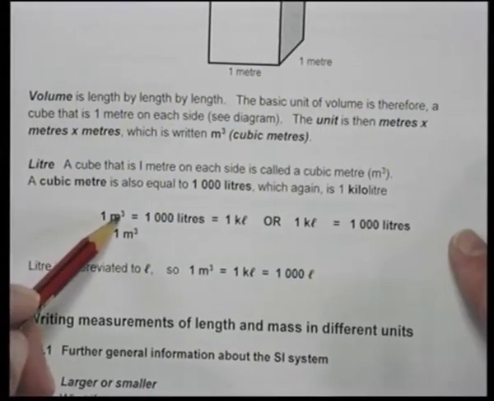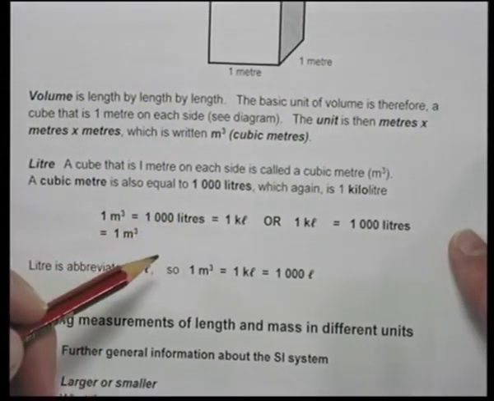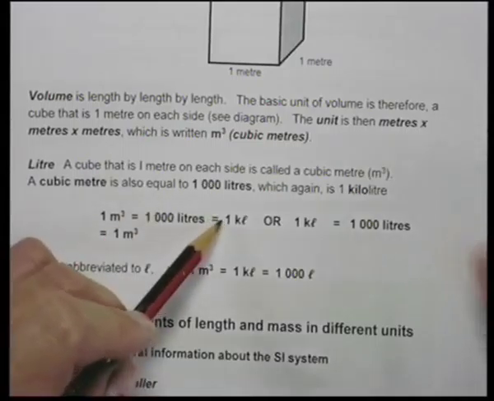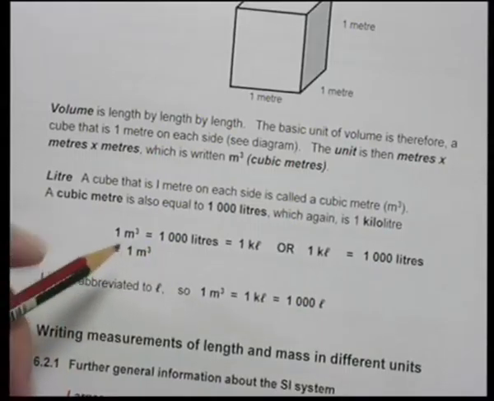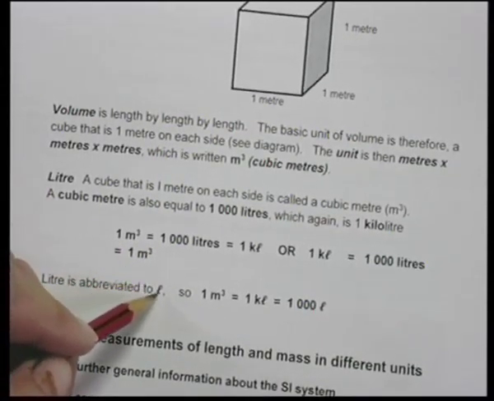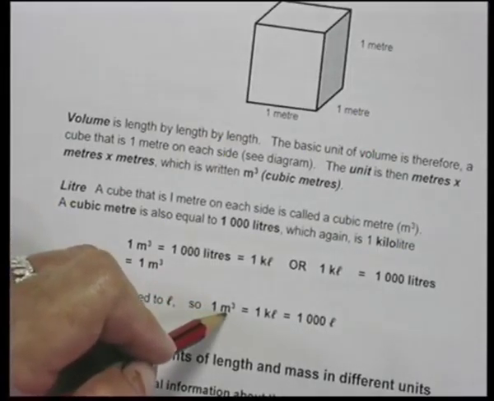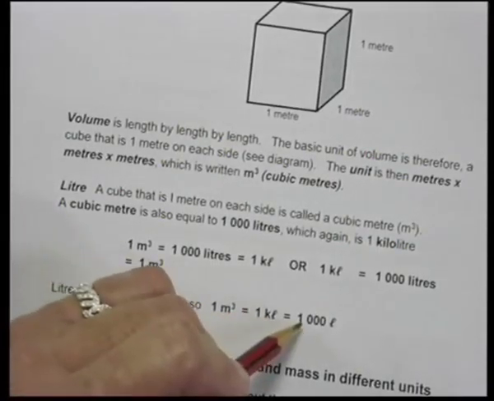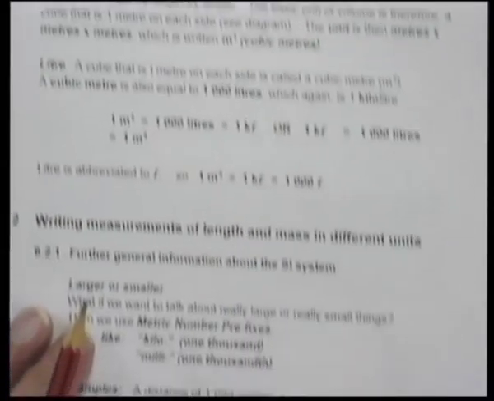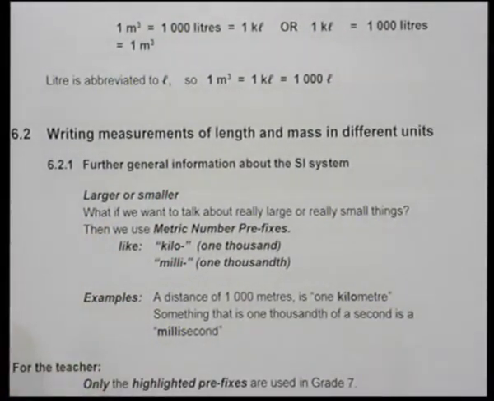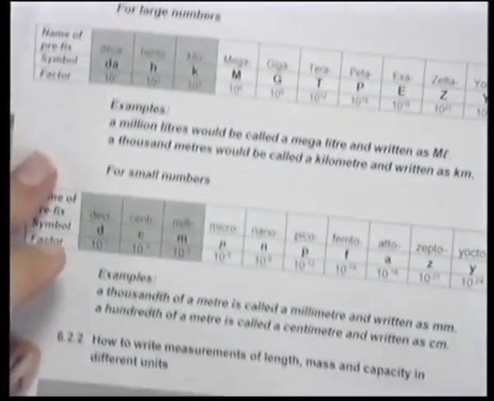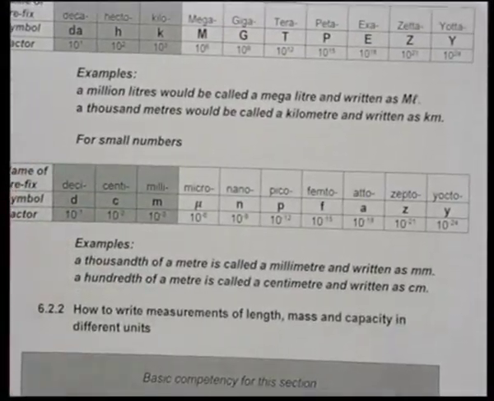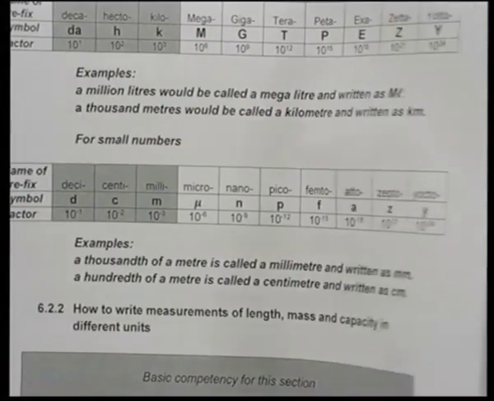And 1 cubic meter is 1,000 liters. 1,000 liters is the same as 1 kiloliter. And that is 1 cubic meter. Liter is abbreviated to L. So 1 cubic meter is 1 kiloliter. It is 1,000 liters. Very important that learners should know that. And where it comes from, all these different things for small numbers.